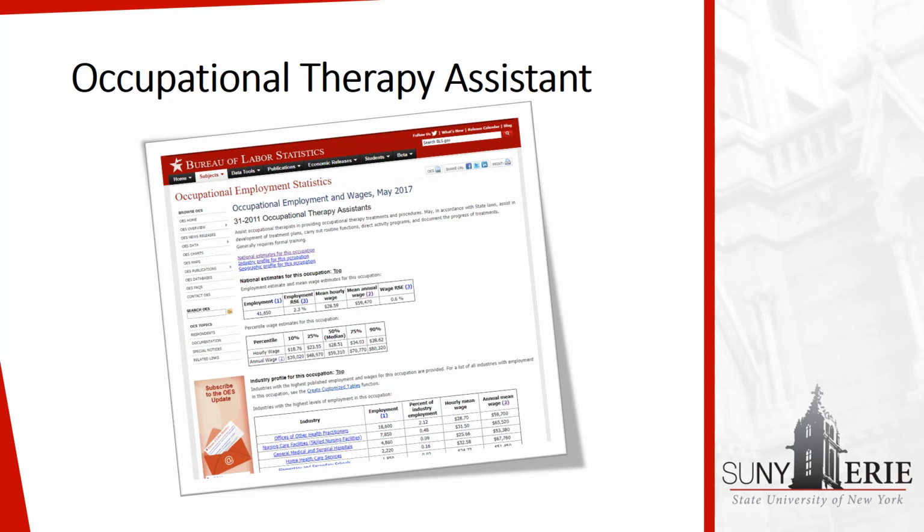Certainly, you can go to bls.gov and look to find the mean salary as well as the rate of job growth. If you see on this slide, May 2017 report date, the mean annual salary for the occupational therapy assistant nationally was at $59,470. Job growth is also very favorable and is projected to be so through 2027.